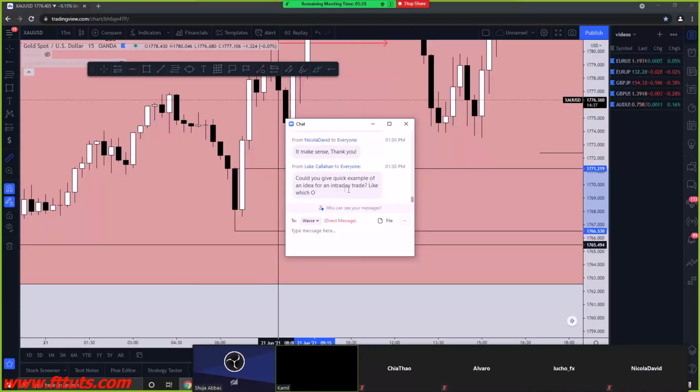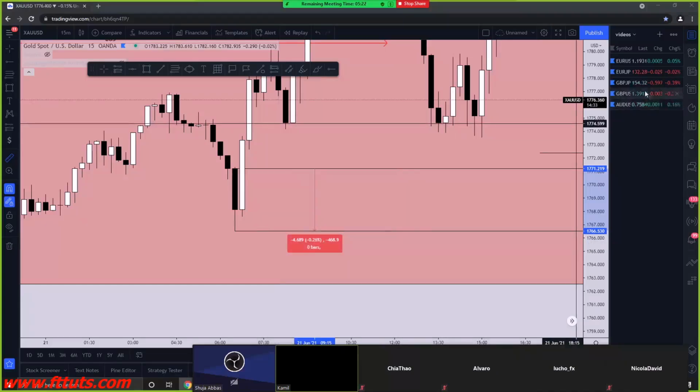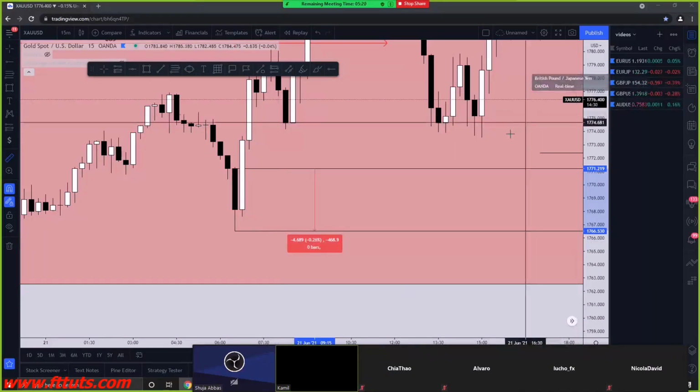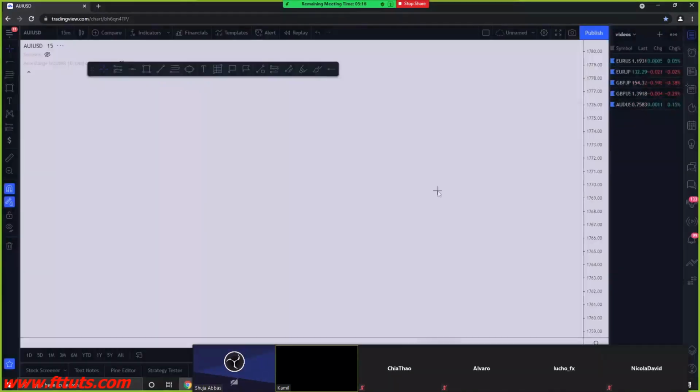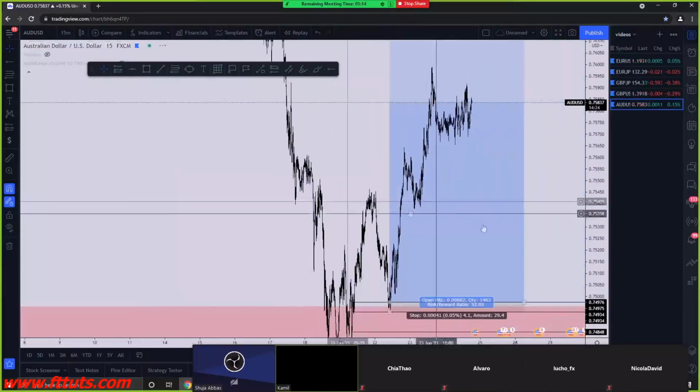Could you give a quick example of an idea for an intraday trade? Oh, perfect. AUD/USD, the one that we caught. It was an intraday trade, but we turned it into a swing trade. One of my favorite things.